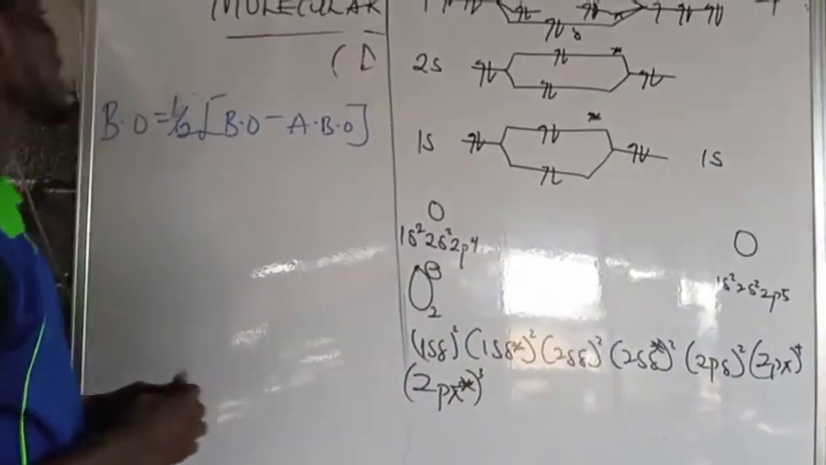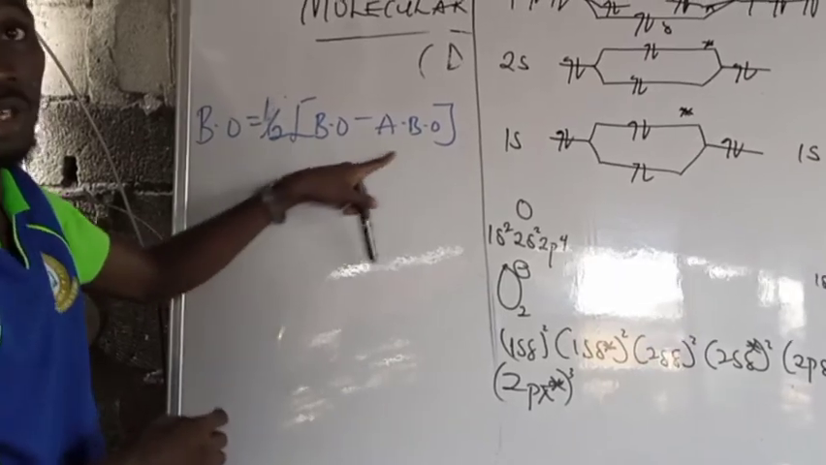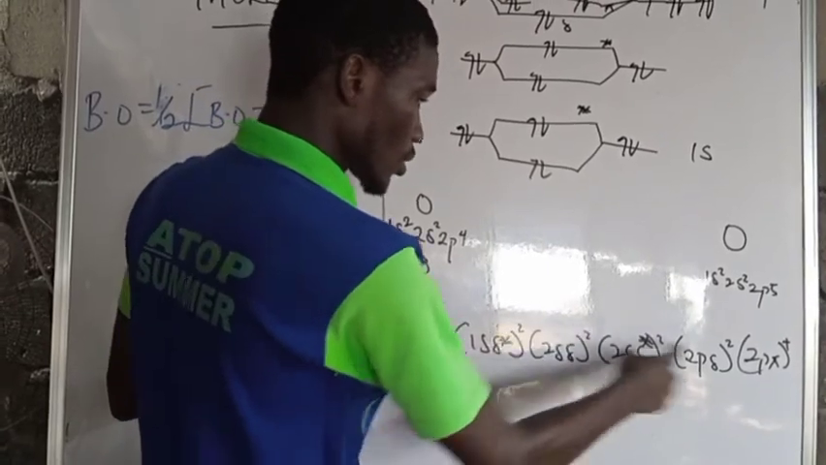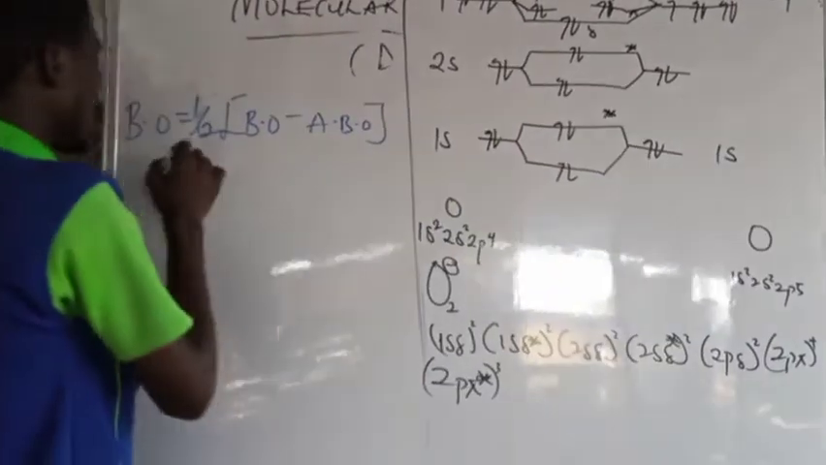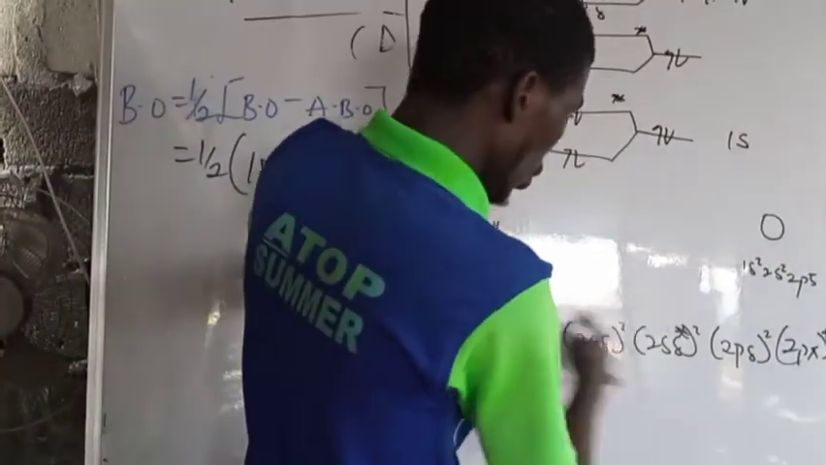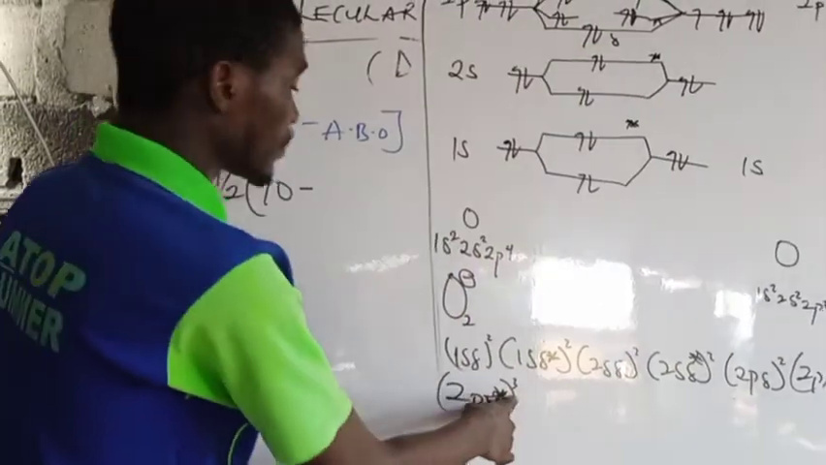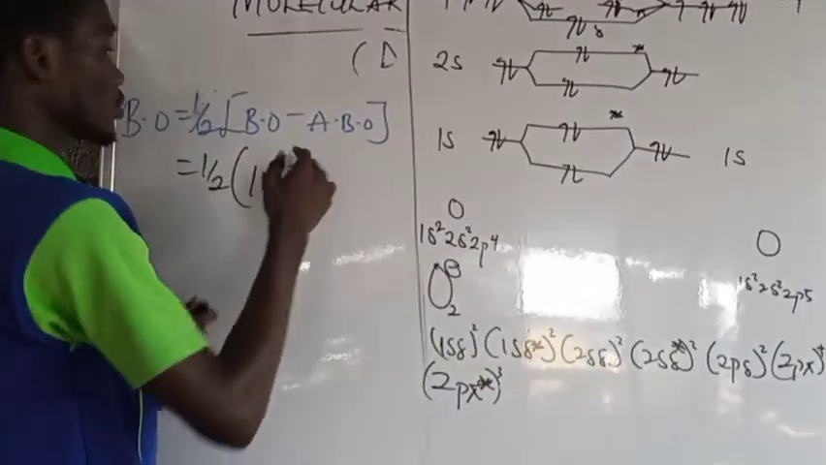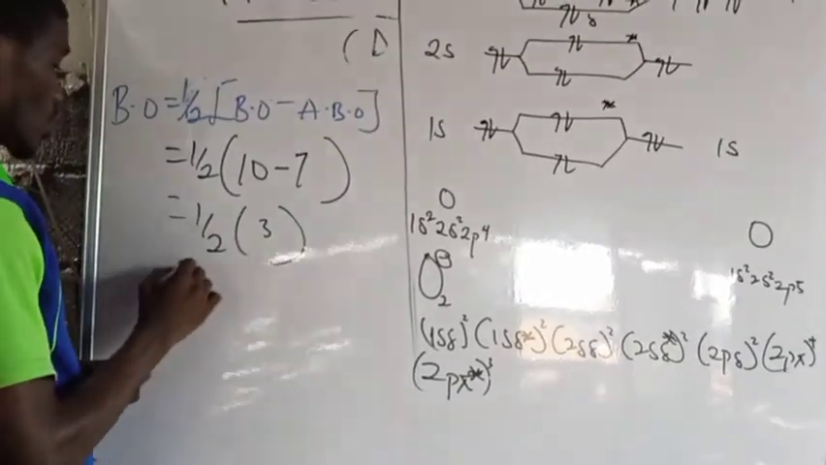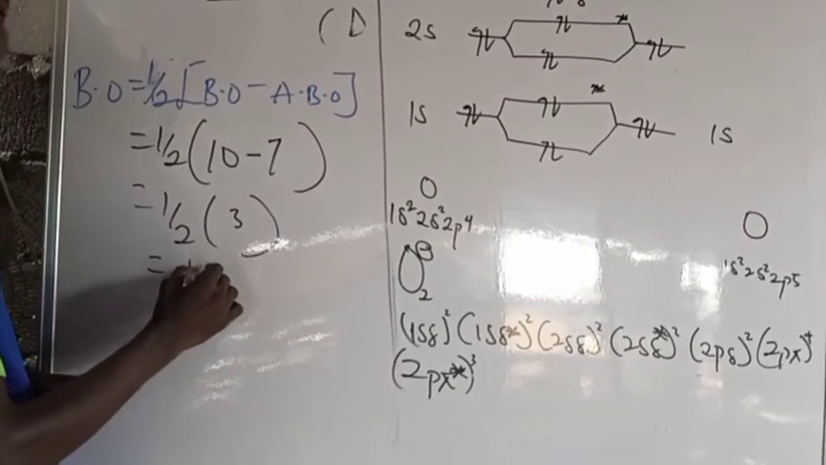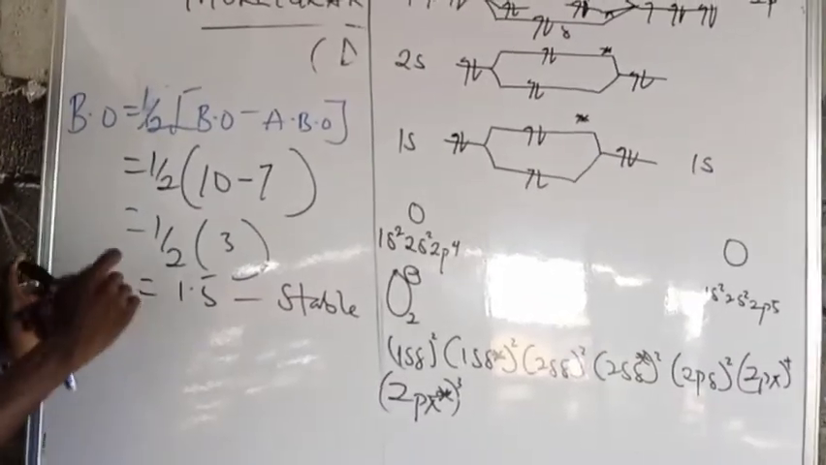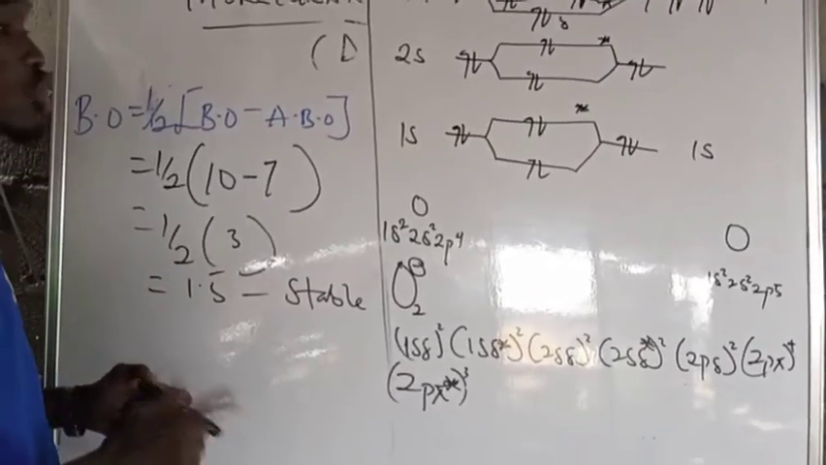We have 3. So let's check the bond order: bonding electrons minus antibonding electrons. For the bonding electrons, we have 2, 4, 6, 10. So 1 over 2 times 10 minus the antibonding electrons, 2, 4, then we have 3, making 7. So we have 1 over 2 times 10 minus 7, which is 3. So for this, we have 1.5, which is stable. Note one thing, if it is less than 0.5, it is not stable.